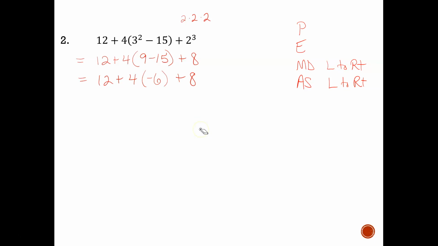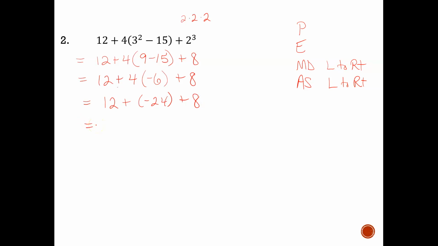Okay, so now we're down to addition and multiplication. We're going to do the multiplication before the addition. So I've got a positive 4 times a negative 6 is a negative 24. And again, you have the choice of writing plus negative 24, or you could just write minus 24. Either way is fine with me. And bring down the plus.